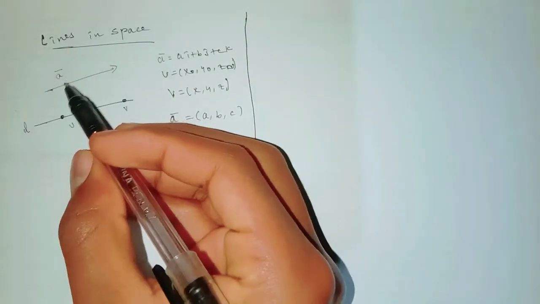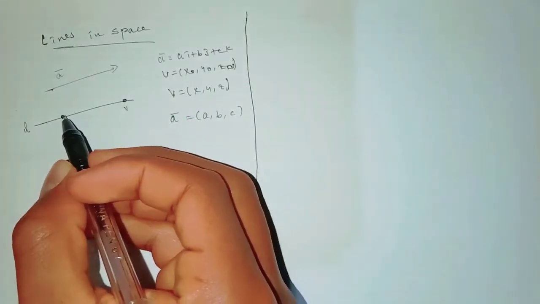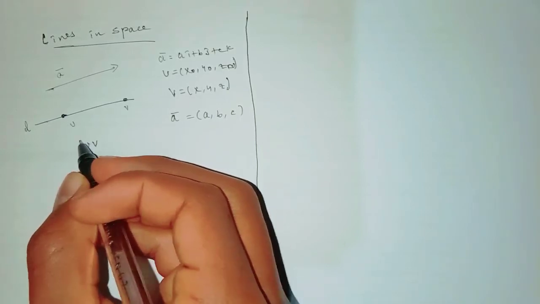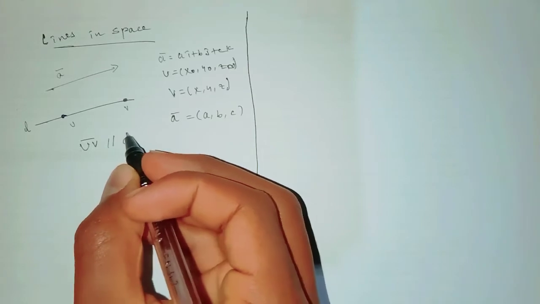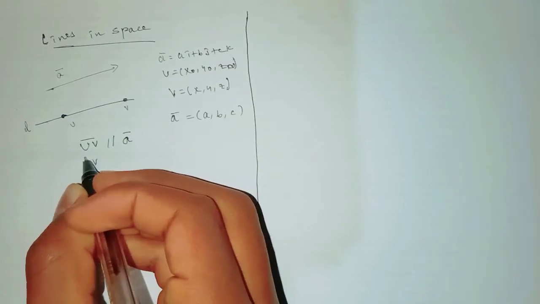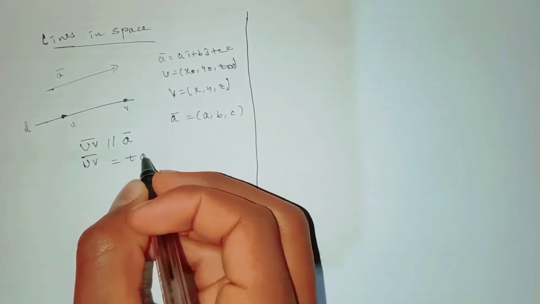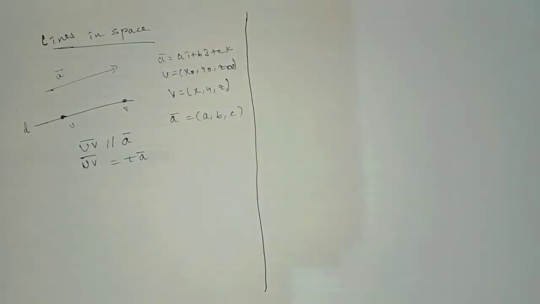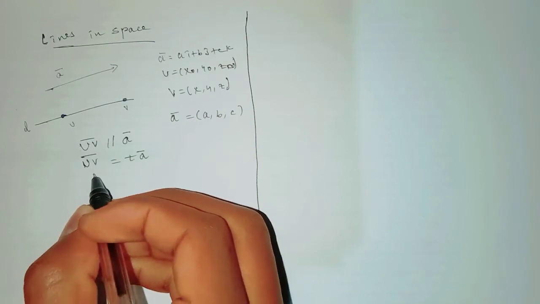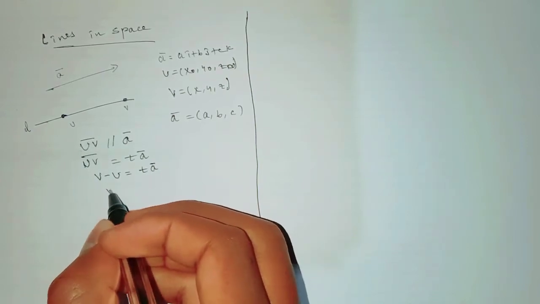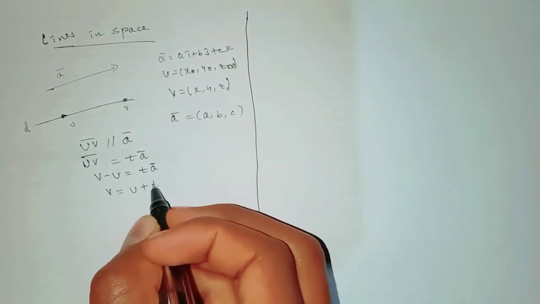And now in your line, vector a is parallel, just a directed vector from U to V is parallel to vector a. So the directed vector from U to V equals t times a, where t is a constant, an element of the real numbers. The directed vector from U to V, V minus U, equals t times vector a. V equals U plus t times a.